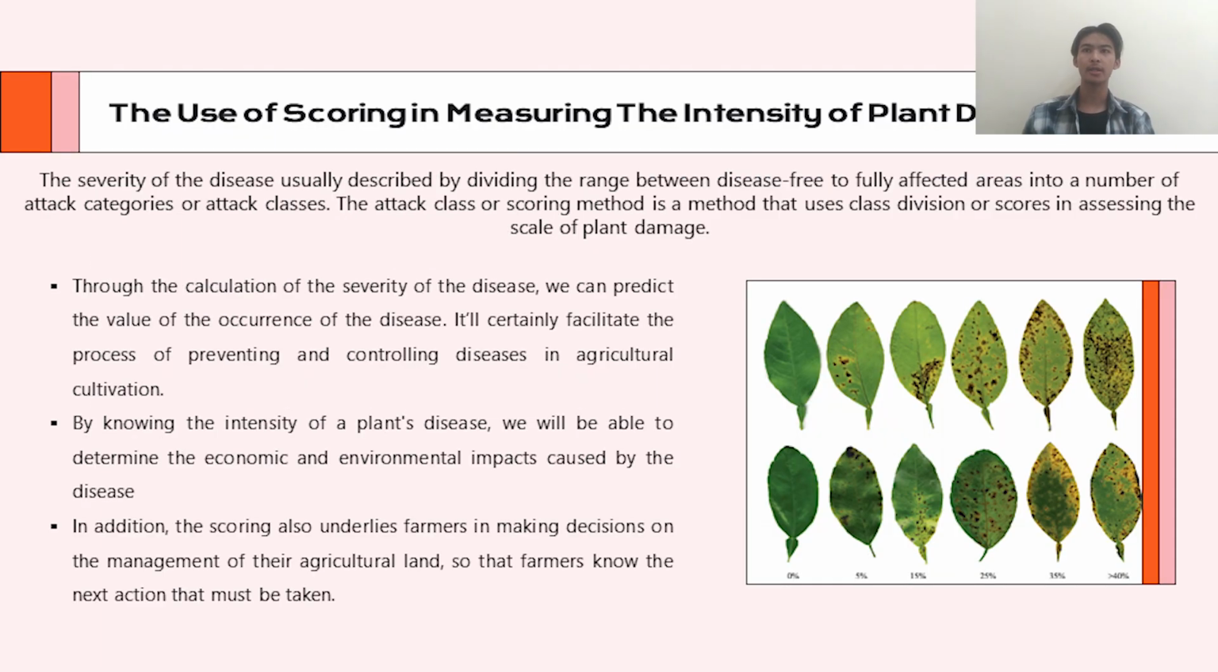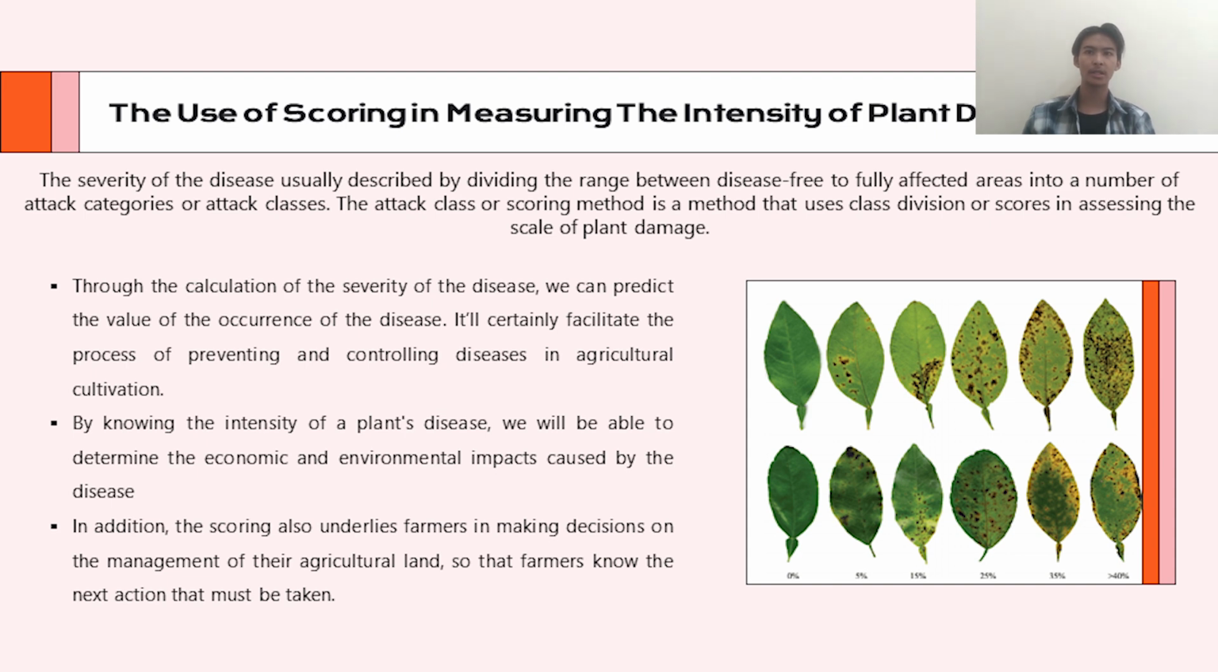The use of scoring is measuring the intensity of plant disease. The severity of the disease is best described by dividing the range between disease free to fully affected areas into a number of attack categories or attack classes. The attack class of scoring method is a method that uses class division or scores in assessing the scale of plant damage. Through the calculation of the severity of the disease, we can predict the value of occurrence of the disease.